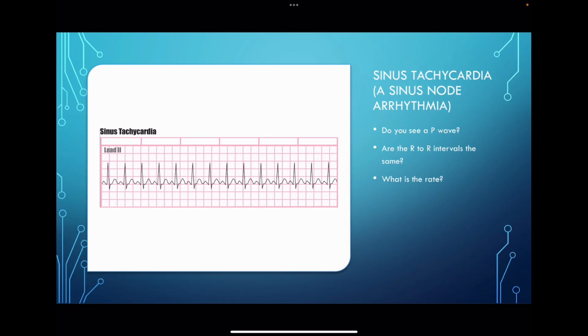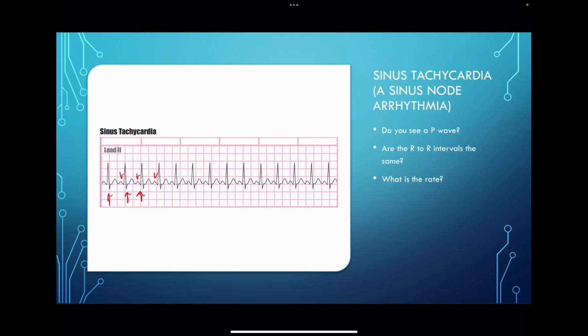All right, now we've got sinus tach. It's the same thing, just a fast rate. So you've got your P waves, P wave, P wave, all the way across. You've got your QRSs all the way across. Your R to R intervals are pretty consistent. So this is sinus tach.